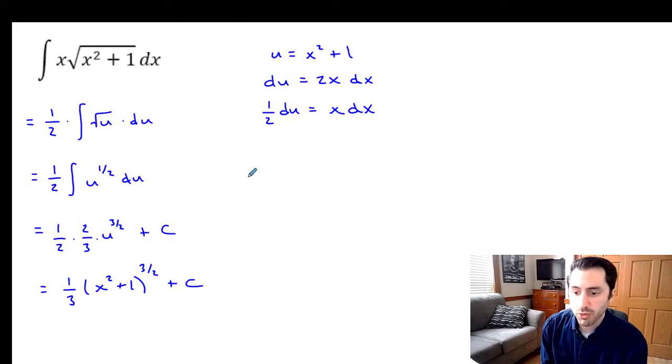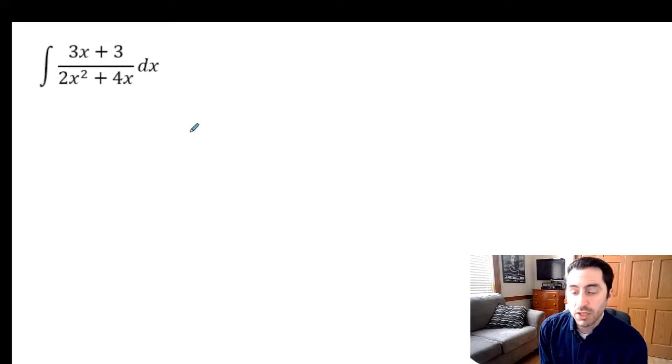So let's take a look at one more example, just going through that process again. So the integral, and I have this fraction of 3x plus 3, and that's divided by 2x squared plus 4x, and then we have our times dx as well. Here's another situation where if I take a look at the denominator of this fraction, I have an x squared. If I take the derivative of x squared, that degree goes down 1, which would be something with just an x to the first in it.